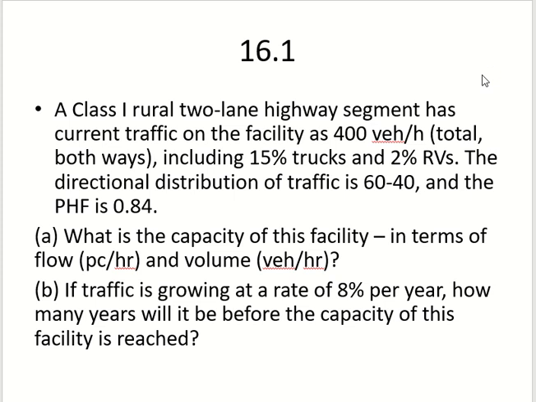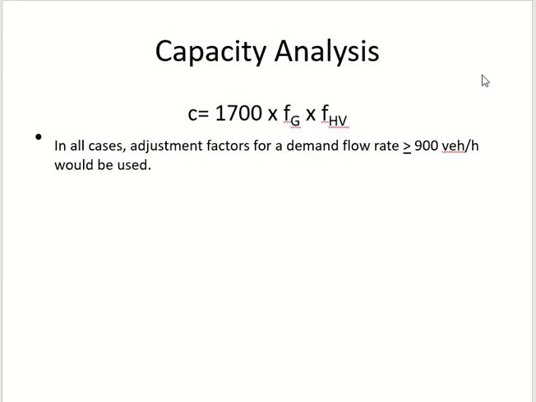First of all, find out the capacity. Capacity in terms of flow, capacity in terms of volume. Capacity in passenger cars per hour, capacity in vehicles per hour. And then we have to find out when we will reach the capacity. This is the equation of capacity, right? The first thing I should calculate is what?